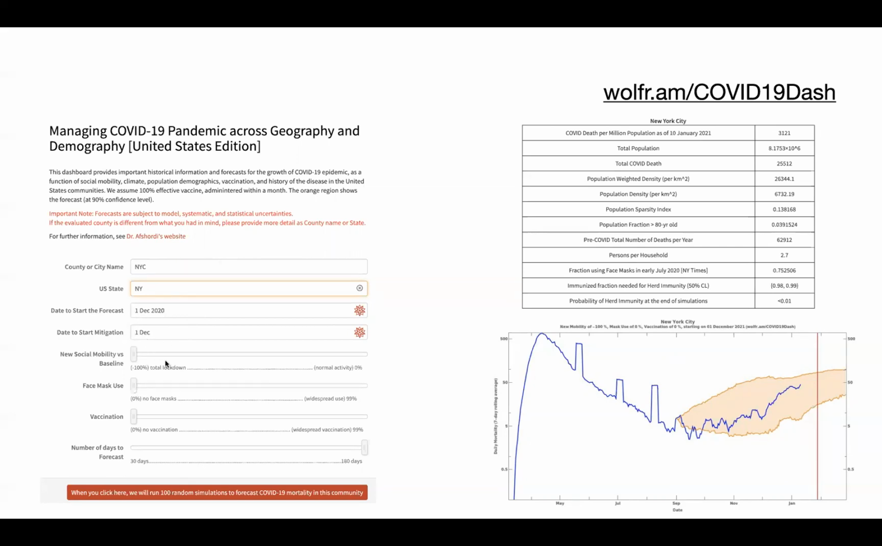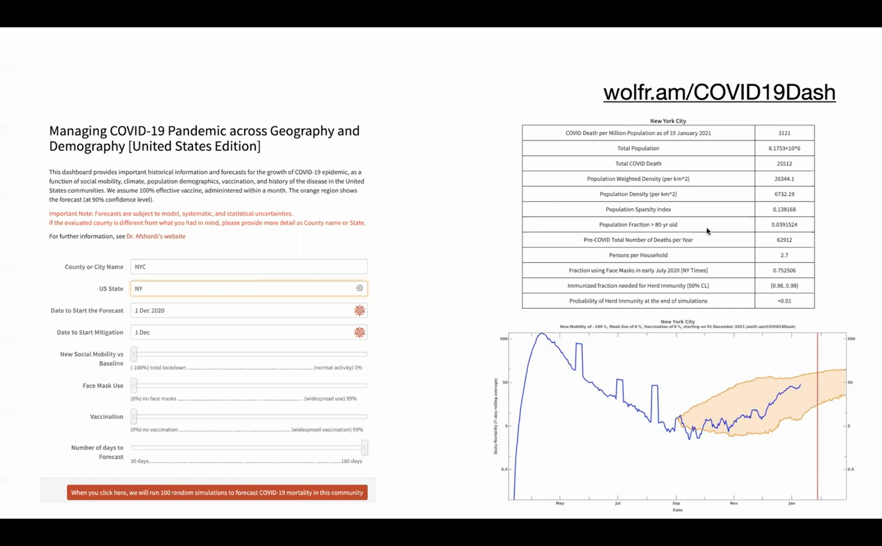And the mitigation strategies could be social mobility restrictions, going from total lockdown to normal activity, could be face mask use, going from none to 99% face mask use, vaccination, and then you could run a simulation for 30 to 180 days. And the model is periodically updated so that there are a few parameters in the model, but the idea is, and as we're going to see, you have a handful of parameters, but then this is something that you use to fit thousands of epidemics in the US. There are over 3,000 counties in the US, and we fit 2,500 of them.